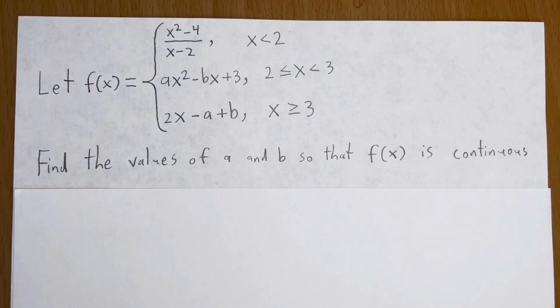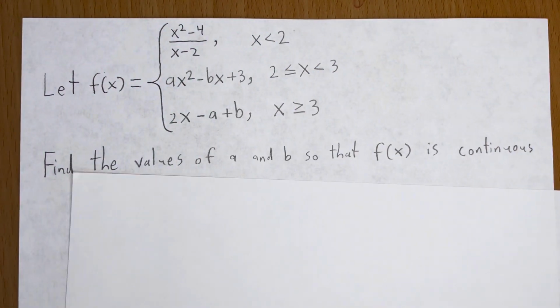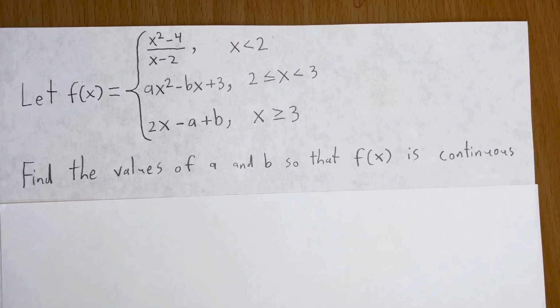Hello, my name is Cabe Rieck, and today I'm going to be solving this problem. So we're given a piecewise function f of x, and we're asked to find the values of a and b so that f of x is continuous.